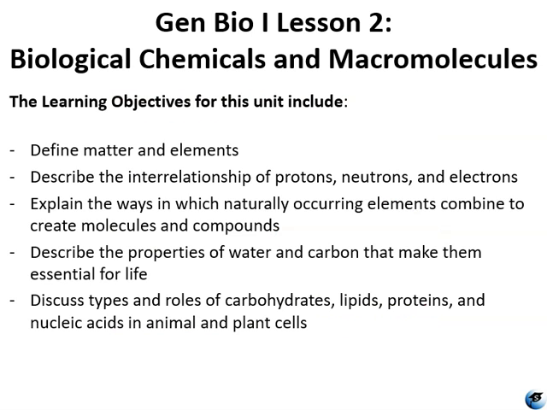In this lesson, we will define matter and elements, and describe the interrelationship of protons, neutrons, and electrons. We'll explain the ways in which naturally occurring elements combine to create molecules, cells, tissues, organ systems, and organisms. We'll describe the properties of water and carbon that make them both essential for life. We'll understand the processes that make up dehydration synthesis and hydrolysis reactions. And finally, we will discuss the types and roles of carbohydrates, lipids, proteins, and nucleic acids in both animal and plant cells.